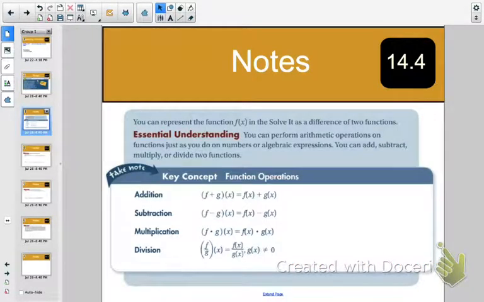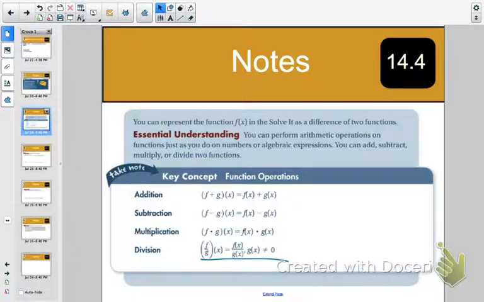Okay, so if you have two functions, f of x and g of x, you can add, subtract, multiply, and divide them. f plus g of x is written like this, f plus g in parentheses of x. It just means f of x plus g of x. The rest of it is the same. The only funny looking part here is this one where it says g of x cannot equal 0. The only reason it says that is because you can't divide by 0.